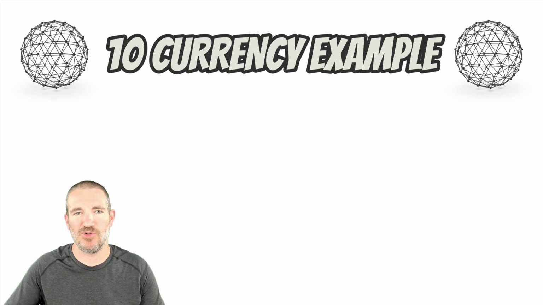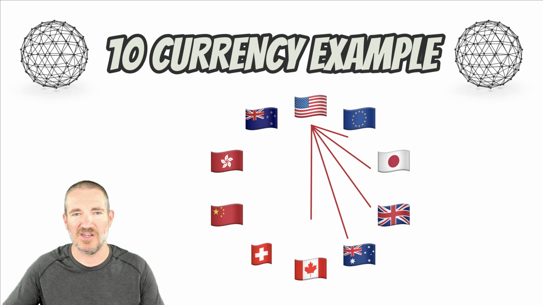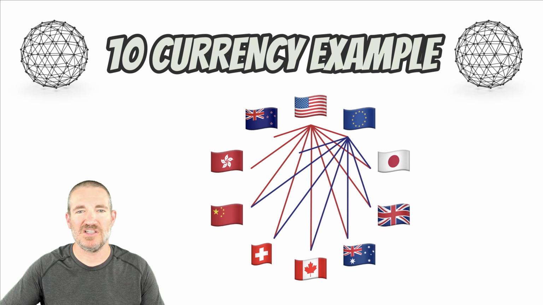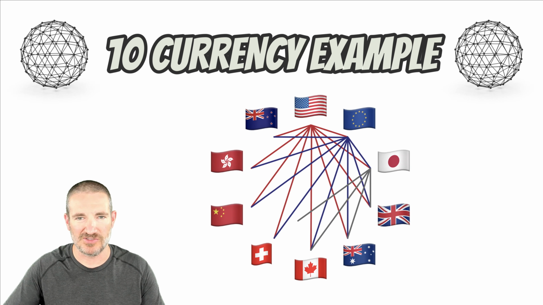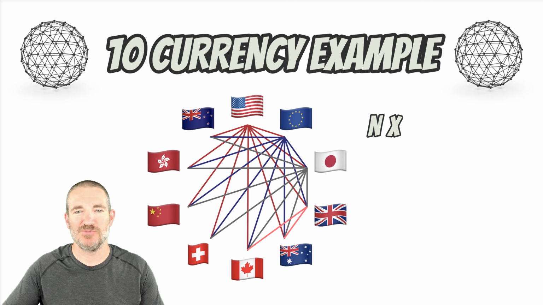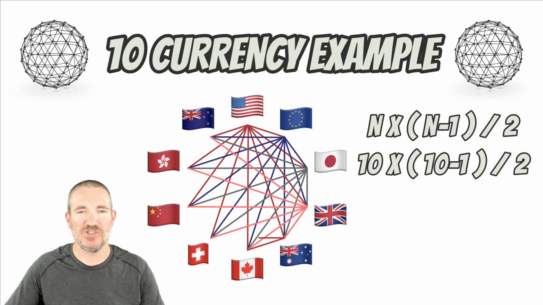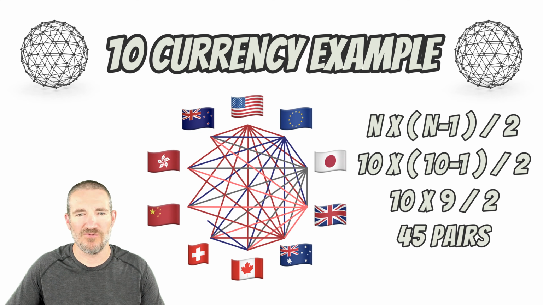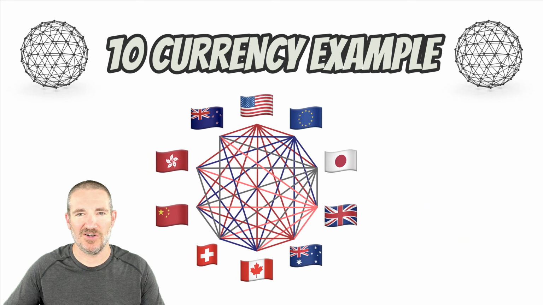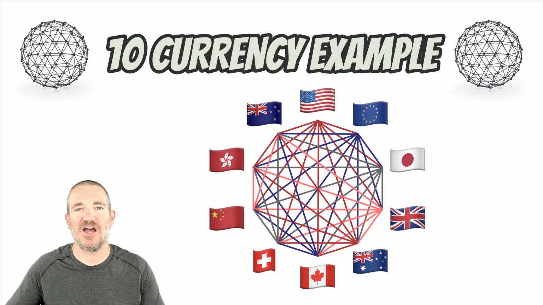To explain XRP's unique role, let's start small. Imagine for this example that there are only 10 currencies that can be traded globally. To have a thriving market within each currency pair, every currency must be connected to every other currency. Using the formula N times N-1 divided by 2, with 10 currencies, you're already looking at 45 currency pairs. So with 10 dots on a page, you'd have to draw 45 lines to connect them all.